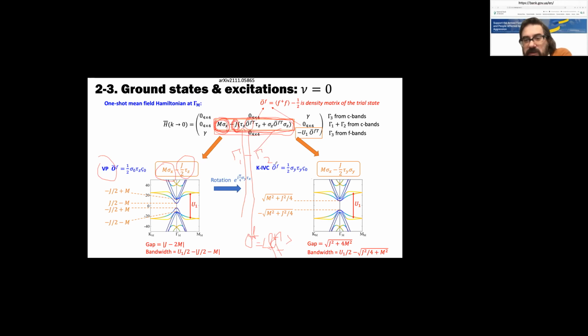Now, if I do the KAVC, the situation changes: it is m sigma x minus j sigma y. So these terms anti-commute. Because they anti-commute, this opens a larger gap. And this state wins at any m not equal to 0. They are, of course, identical at m equal to 0, with the same gap and the same energy. But the KAVC wins at m equals 0.